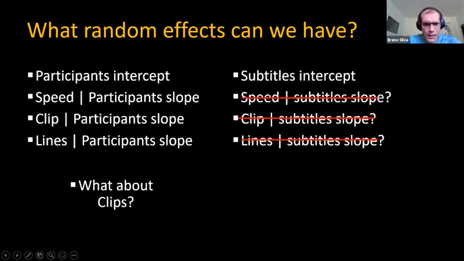Now, what about clips? Clips would be random effects because our research question was not interested in comparing clips. As Agnieszka was saying, they controlled for clips when they did the study back in 2018. They controlled to make sure that the clips were as comparable as possible. But still, we could add those clips as random effects because, as I've mentioned before, there are so many things we cannot control for, so many unexpected circumstances, that it's just safer to have them there.